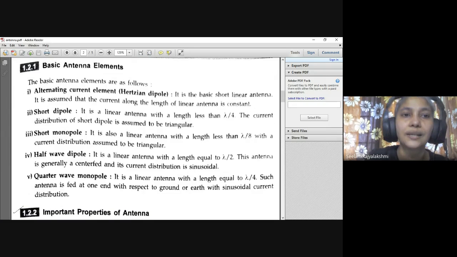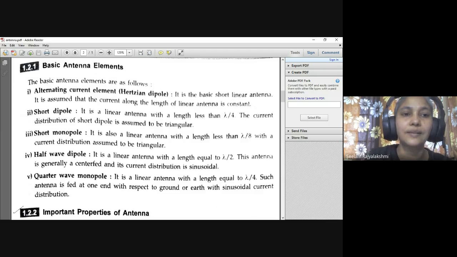Now the basic antenna elements. The basic antenna elements are the alternating current element or Hertzian dipole, short dipole, short monopole, half wave dipole, and quarter wave monopole. Let us see the alternating current element, which is the Hertzian dipole. It is a basic short linear antenna. It is assumed that the current along the length of the linear antenna is constant. If we consider the Hertzian dipole, the current along the length of the linear antenna is constant.